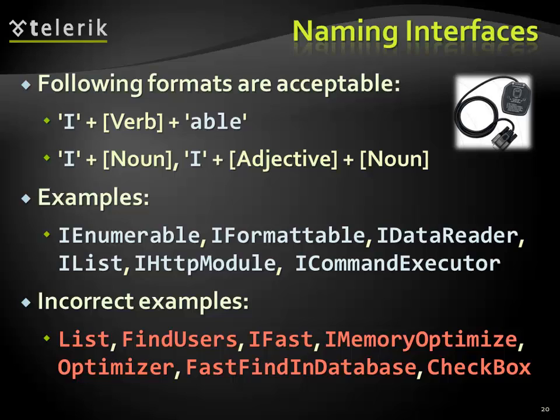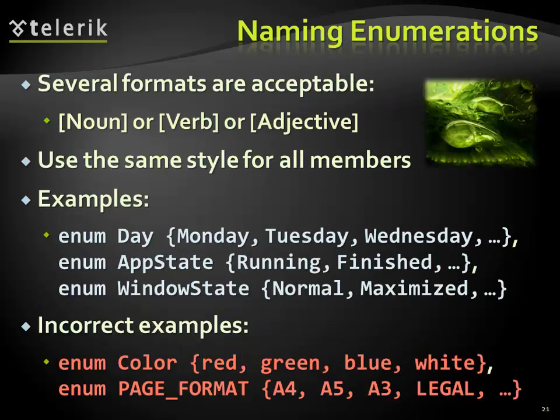Some incorrect examples that are probably more helpful to you. Interface names cannot start without I, so List or FindUsers are inappropriate. IFast doesn't really make sense because it has to be a noun. Fast is more of an adjective, so it is missing what the interface is really doing. It's not clear. IMemoryOptimize, again, that's not a good name for an interface. A better name would be IMemoryOptimizer. Just Optimizer, again, without the I, it cannot be an interface name. Checkbox, you can have an ICheckbox interface if you like, but you can't have an interface name without starting with I.